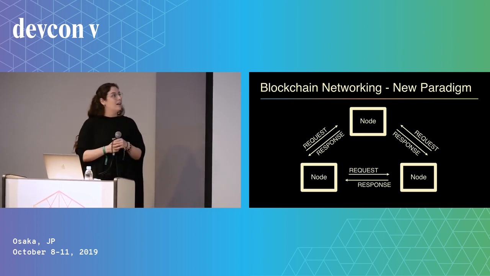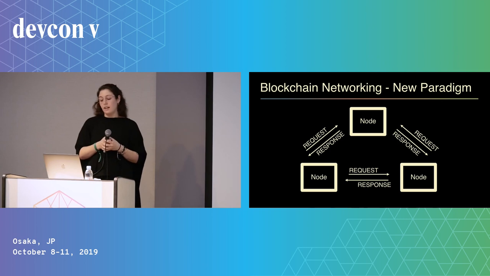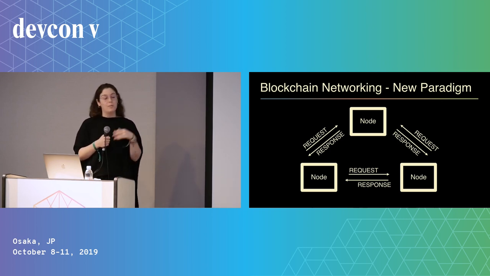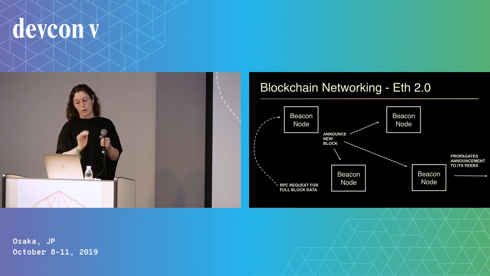Cool, so then you have blockchain networking, which is very, very difficult. You have a bunch of nodes in the network that are tasked with communicating over a large network, and communicating with unknown peers at that. So it gets pretty difficult.